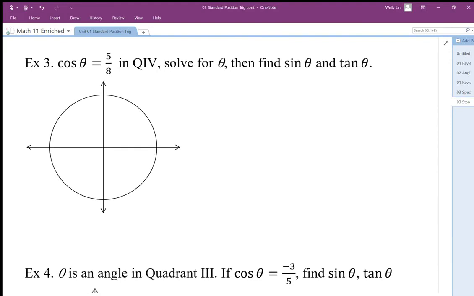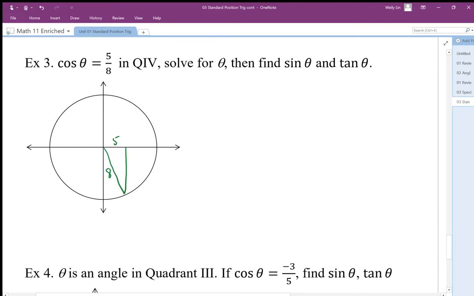When we've been given the cosine ratio in the exact fraction form, what's nice about that is we actually have two sides of the triangle to work with. I have the x side and the radius side. So if I draw this in, I have 5 along the x. It's in quadrant 4, so 5 along the x, and 8 along the hypotenuse or radius. And then I have an unknown side that I have to solve.